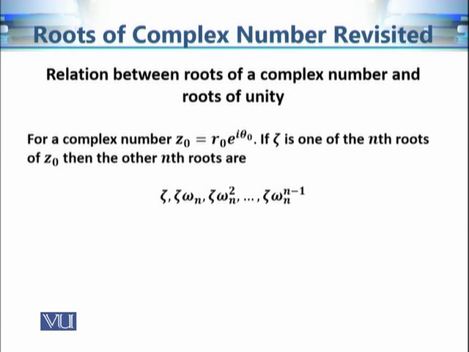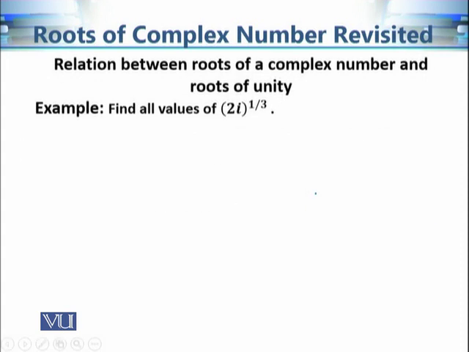So in general, if zeta is one of the nth roots of z0, then the other nth roots of this z0 can be calculated by multiplying zeta with nth roots of unity. Now let's apply this observation to calculate cube roots of 2 iota.